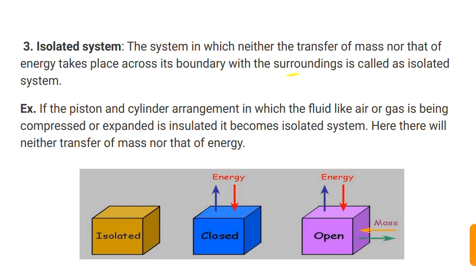So this one is the basic definition, and you can see an example: if the piston and cylinder arrangement in which the fluid like air or gas is being compressed or expanded is insulated, it becomes an isolated system, and here there will be neither transfer of mass nor of energy. But you cannot get any properly isolated system, because there are some losses in every system. So this one is about the thermodynamic systems.